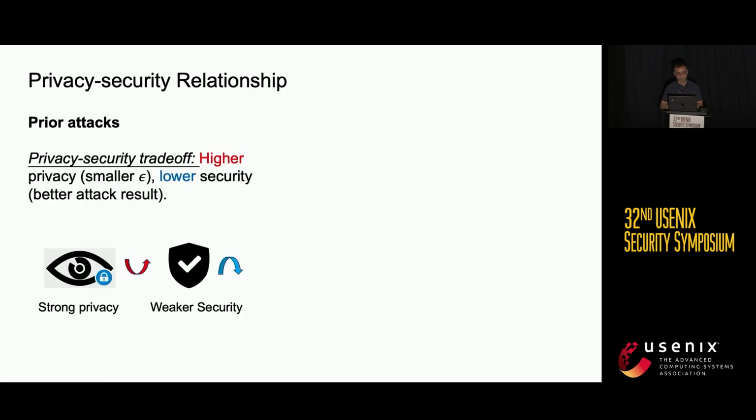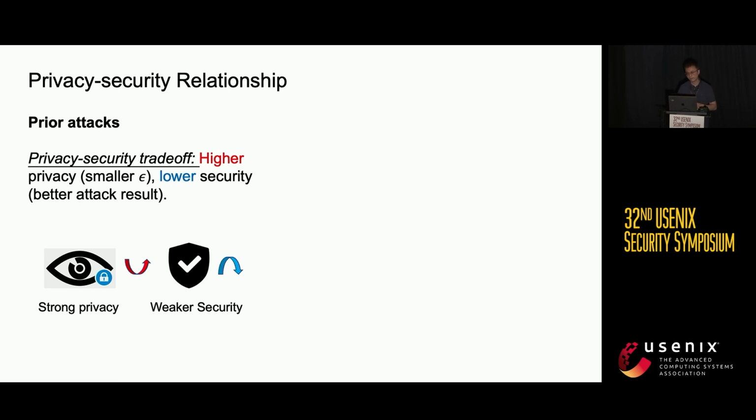So other than those questions, we are also interested in the relationship between privacy and security. Recall that I said that parameter, the epsilon, you can tweak to achieve the trade-off between the privacy and the utility. But here, because we have this attack, it gives us another chance to look at the actual impact of this parameter. That's the privacy and the security.